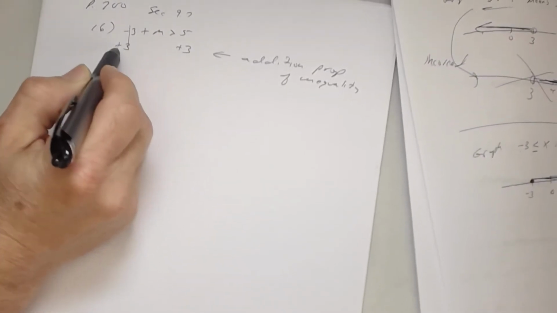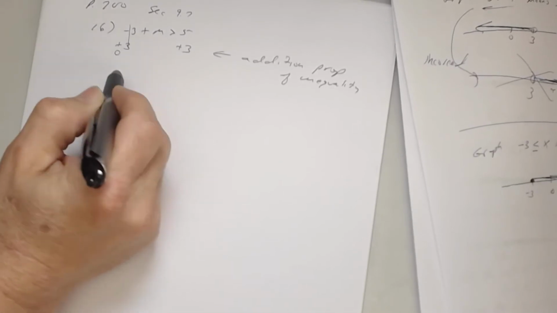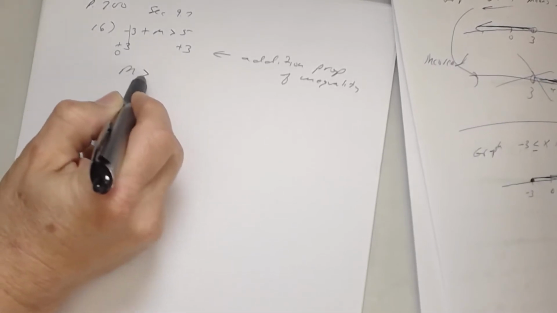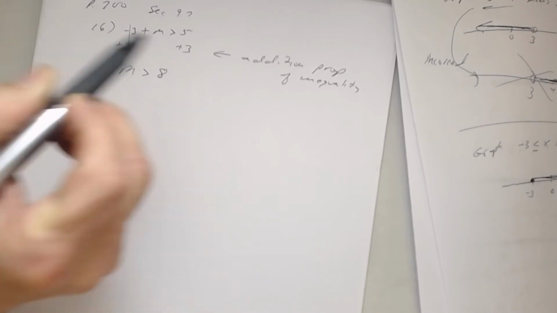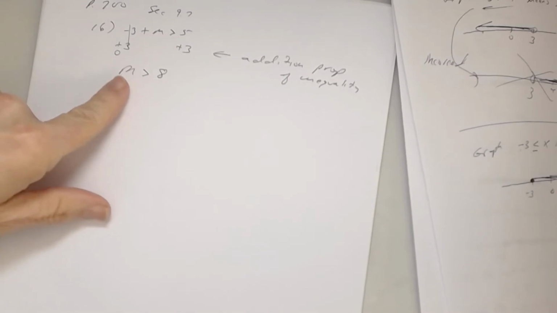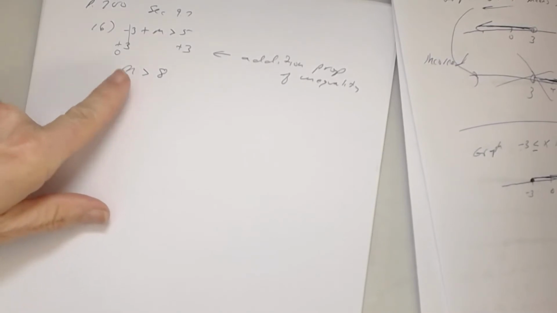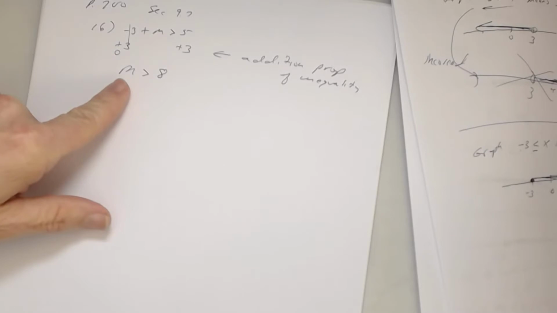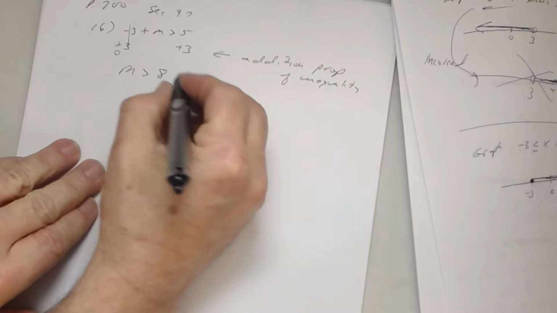So when I combine like terms, what do I get on this side? m is greater than 8. Okay? That is inequality notation. Why is this inequality notation? Because it has an inequality symbol. You have greater than. That's an inequality symbol. So this is inequality notation.